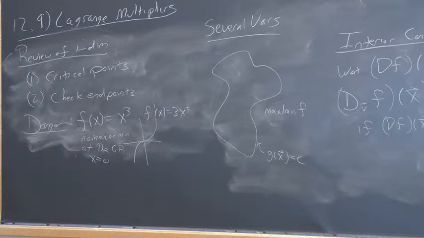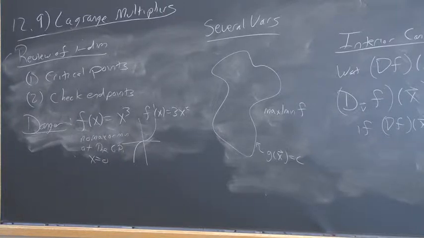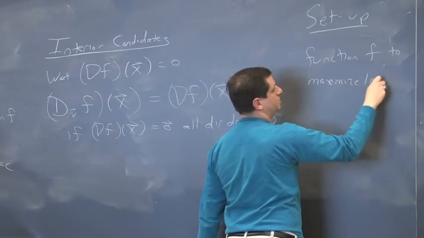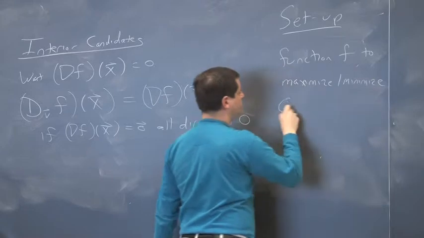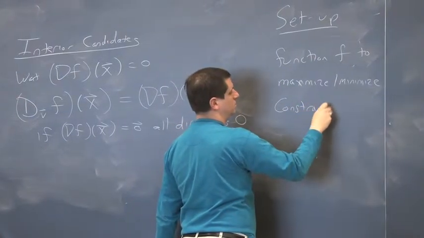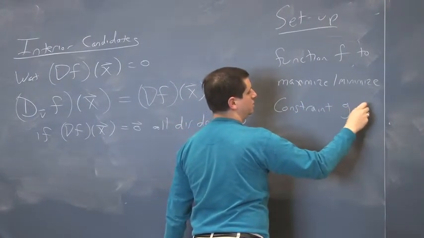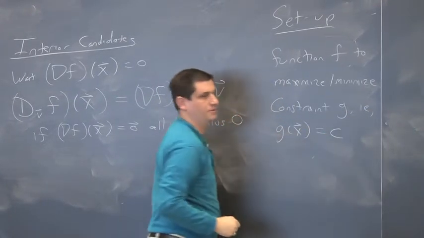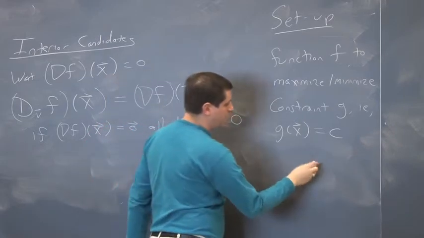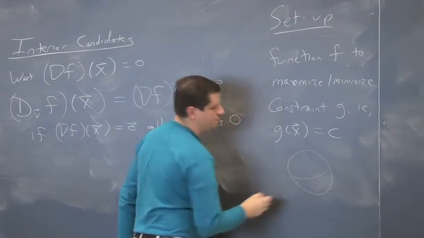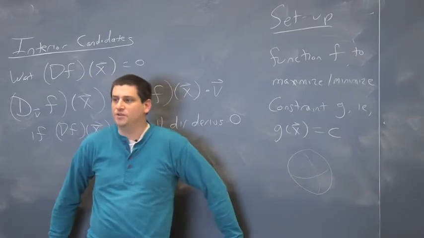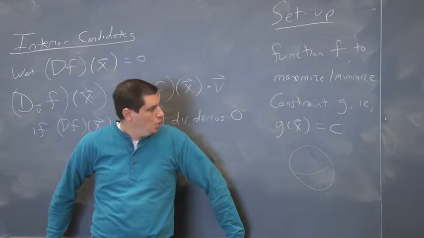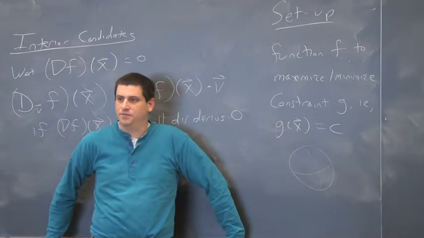We have a function f to maximize or minimize. And we have a constraint g, i.e. g of x is equal to c. So if you want, imagine that now we're on the surface of the sphere. And we have to stay on the surface of the sphere, and we want to know, of all points on the surface of the sphere, where is my function f largest?